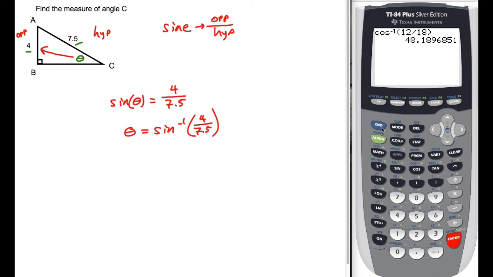Inverse sine is right above sine. So hit second sine. Get the inverse sine here. Then it's 4 divided by 7.5. So I get theta equals 32.23 degrees.